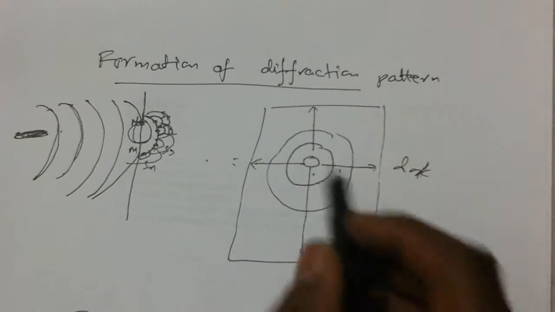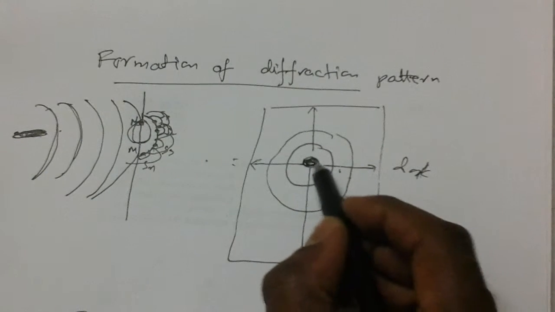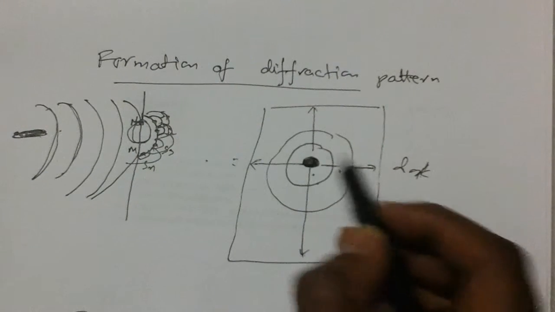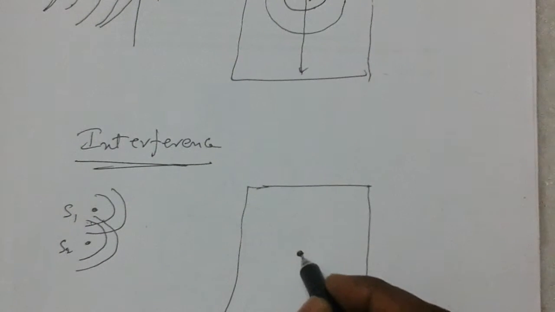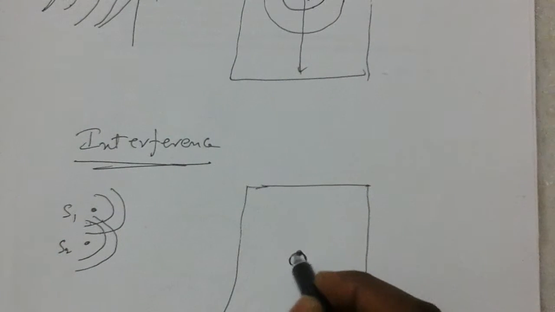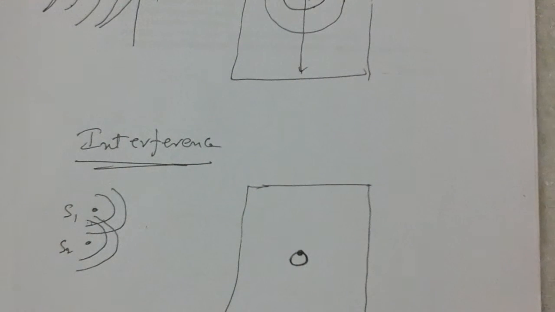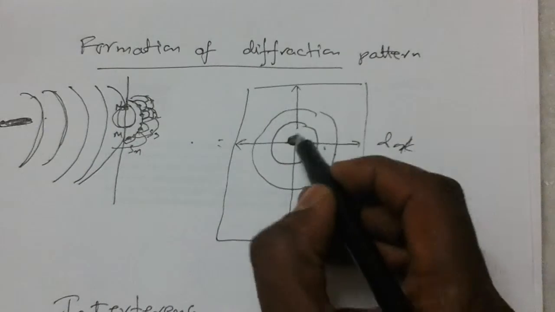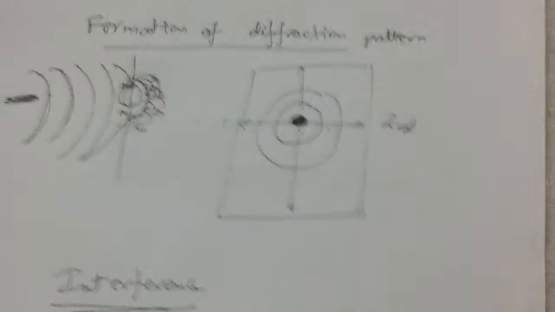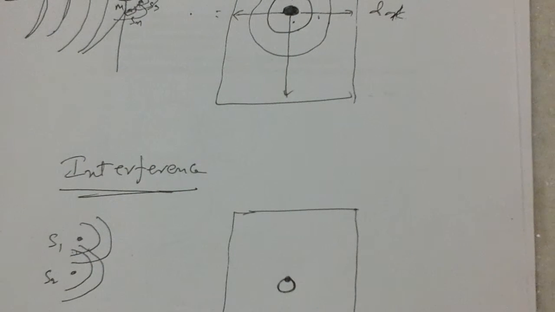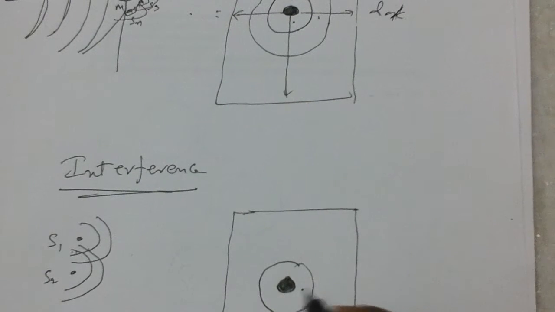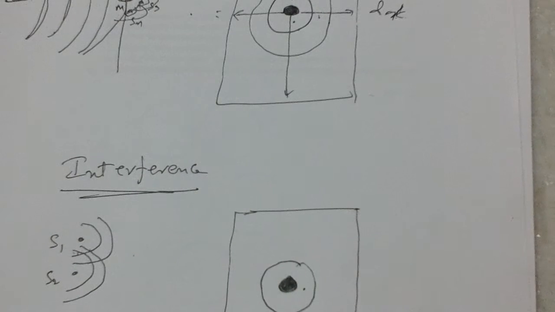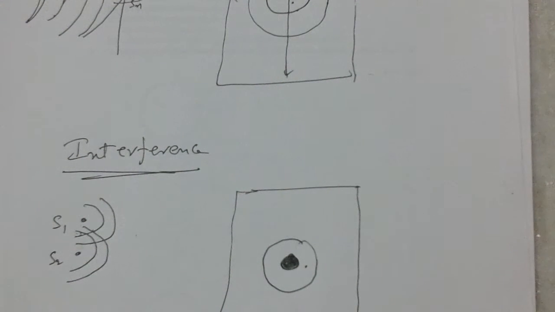In the diffraction pattern the central fringe will be bright. In the interference pattern the central fringe will be dark. Next, bright. Once again I can explain this one, I am repeating this.